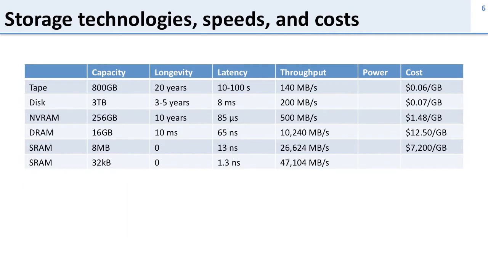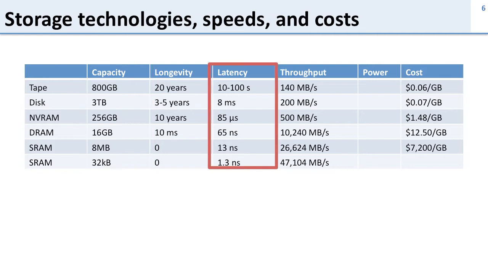So now let's take a look at different storage technologies and their speeds and costs. Here we're looking at technologies from tape, hard disks, non-volatile RAM, that is flash, DRAM, and SRAM. You'll see I've got two SRAMs here. One's 8 megabytes and the other's 32 kilobytes. One is a very fast SRAM and the other is a larger SRAM. If you look at the capacities, you can see there's a huge range here. Disks go up to 3 terabytes, whereas DRAM only gets up to about 16 gigabytes per module. You can see that this is going to affect where you use these devices.